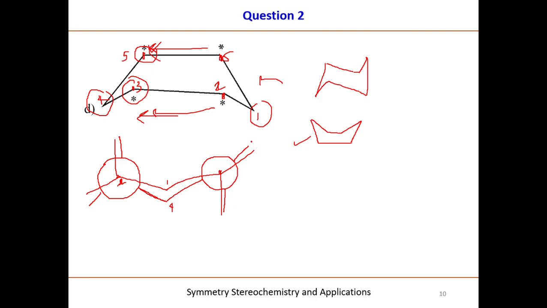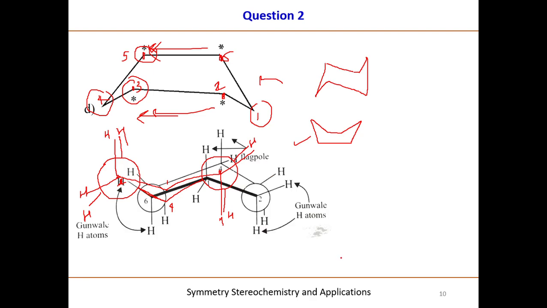And all other atoms are hydrogen. This is the eclipse conformation possible for cyclohexane. Boat conformation is nothing but the eclipse conformation of cyclohexane, and chair is always a staggered one, anti-conformation, staggered one. You can see in this image.